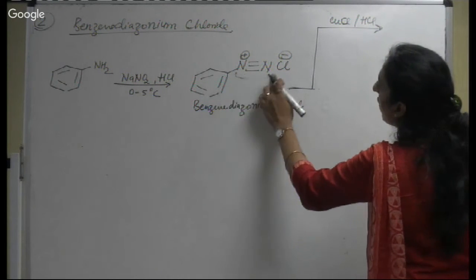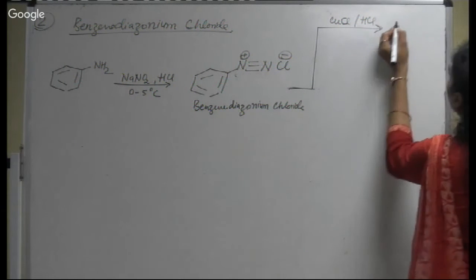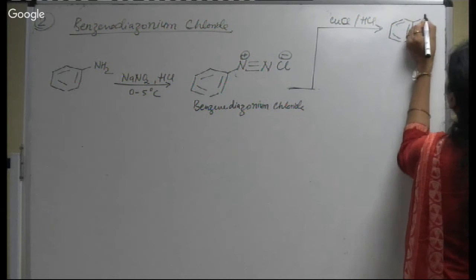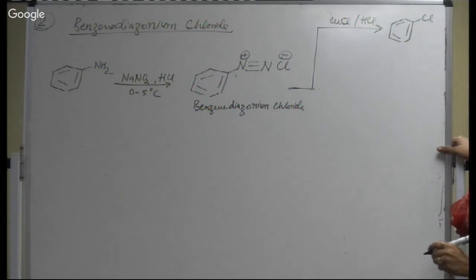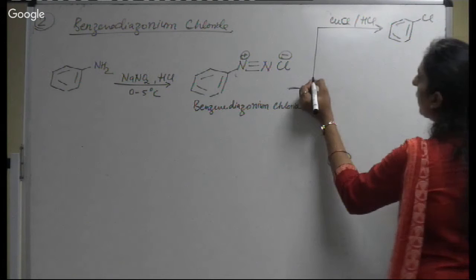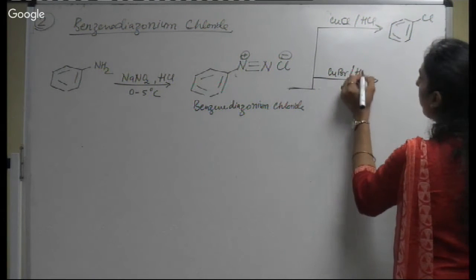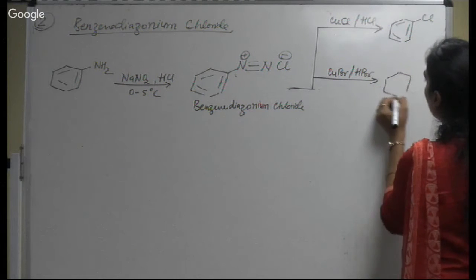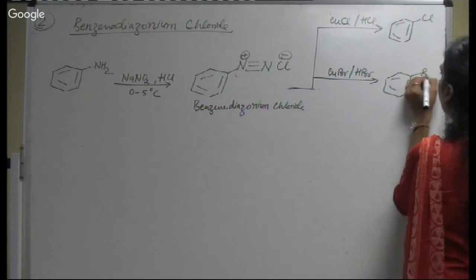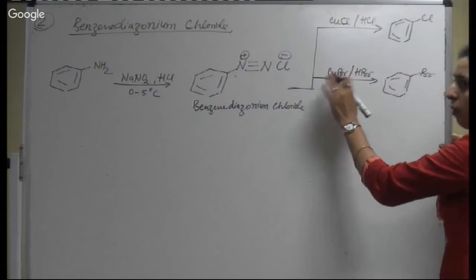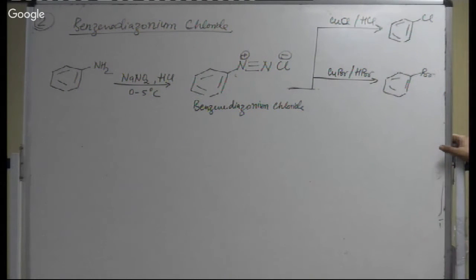This nitrogen is a very good leaving group. So this will leave immediately, and in the presence of cuprous halide, in the presence of HCl, you will get chlorobenzene. If you use CuBr in the presence of HBr, you will get bromobenzene. So whatever copper salt you are taking, you will have to take the acid of that salt only, and you will get the corresponding aromatic halide.